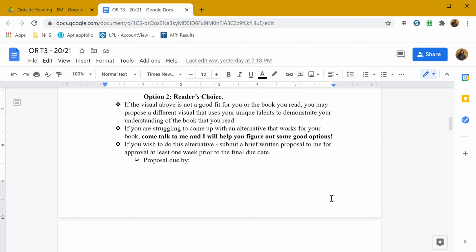You would want to pick something that uses your talents, so whatever things you're good at, you could use that, and you would want to demonstrate your understanding of the book that you read. You also want to keep it kind of on par in terms of expectations with the other project, just because that way it makes it fair and easy to grade still.